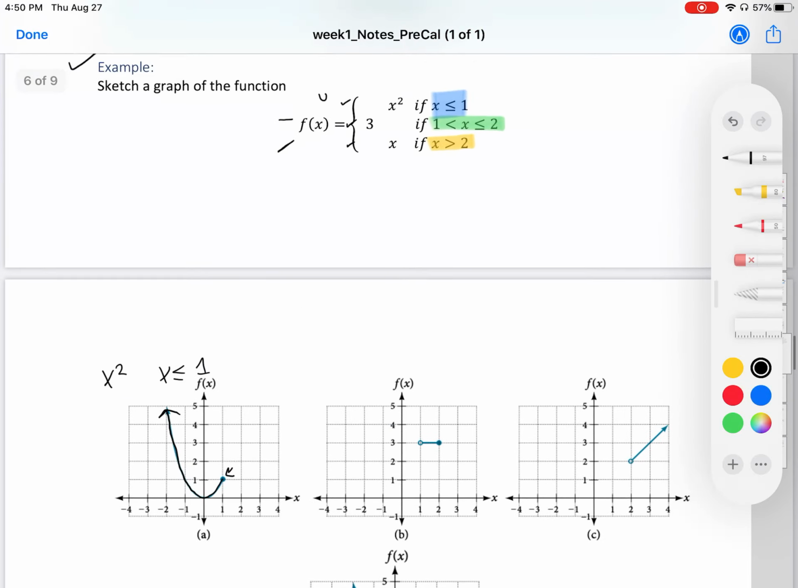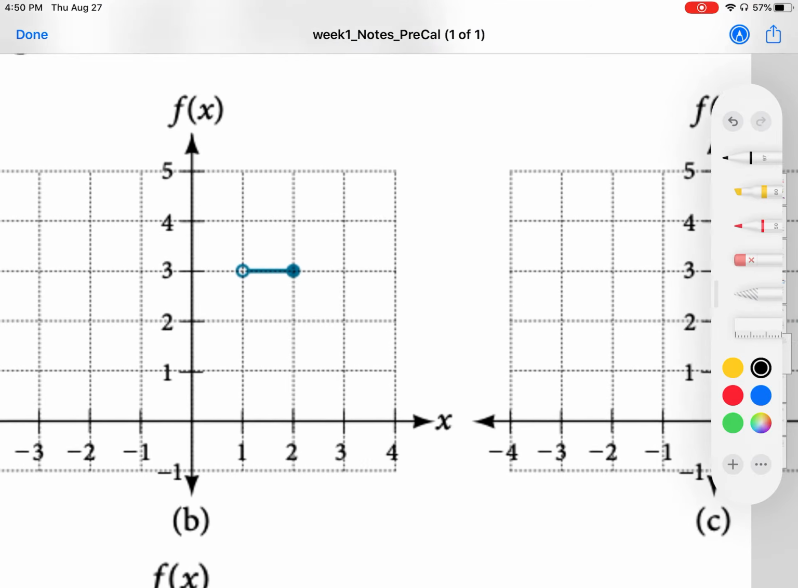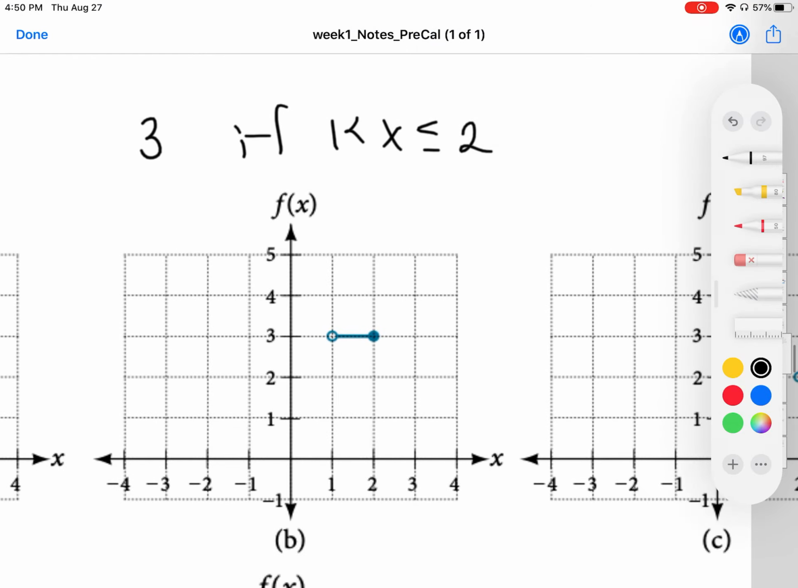Next, for my 3, we have 3 if 1 is less than x less than or equal to 2. That's telling me that I want a horizontal line at 3, but I want it only between 1 and 2. Notice that 2 has that equal to, so we have a closed circle, and 1 is only less than, no equal to, so we use an open circle.